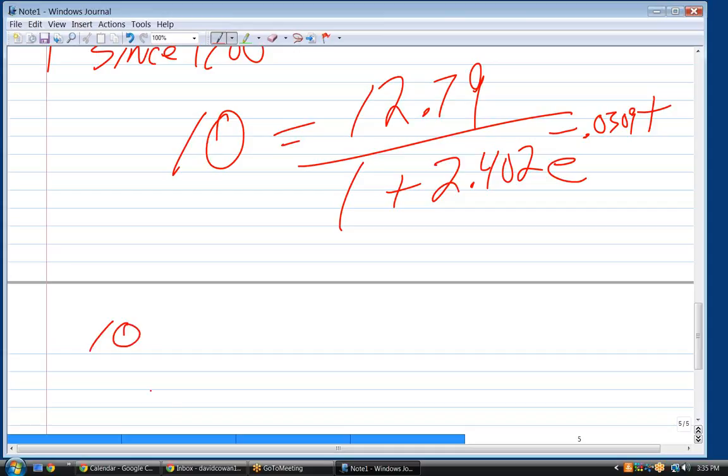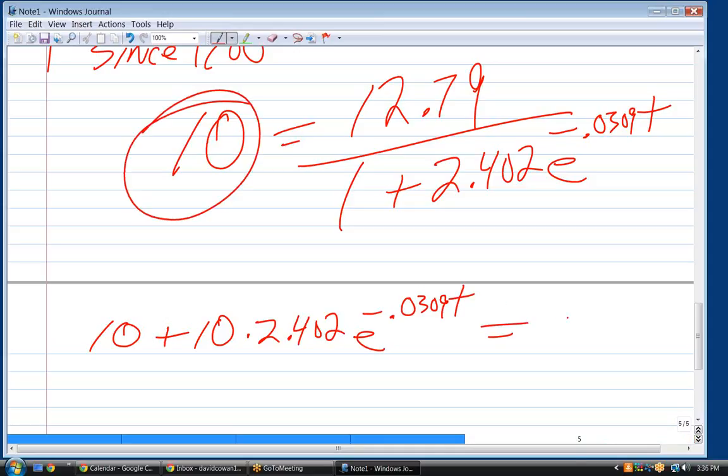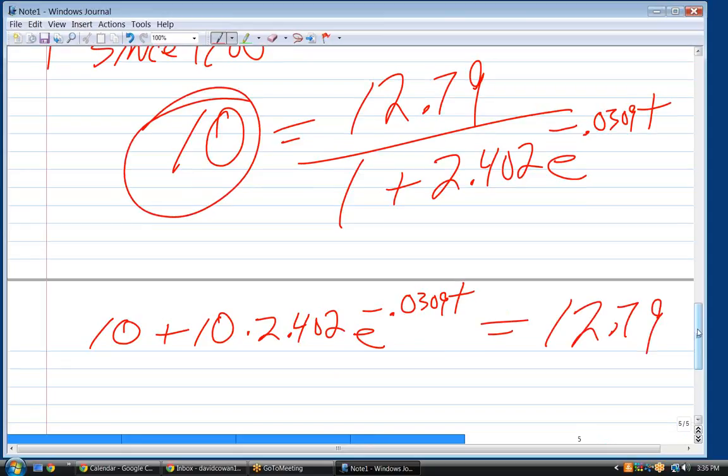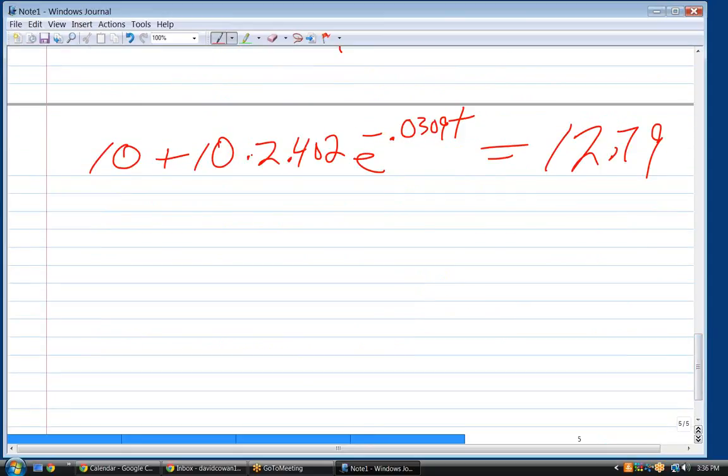So that gives me 10 plus 10 times, well, 2.402 e to the minus 0.0309t. That becomes the left side, and the right side becomes 12.79. With me? I can actually multiply this 10 here by the 2.402, making it 24.02. Still with me? Now let's solve this.